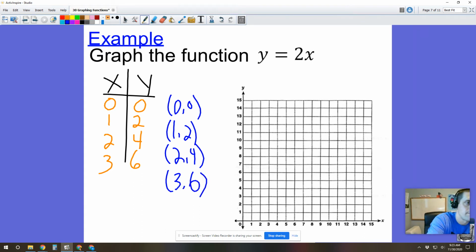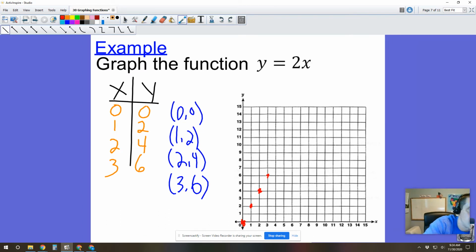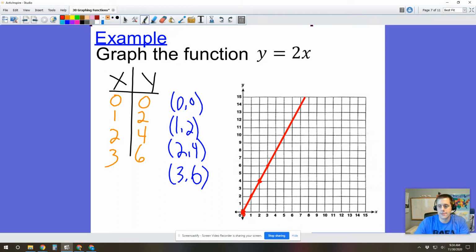Let's go ahead and graph those. So 0, 0, right at the origin. 1, 2 is 1 to the right and 2 up. 2, 4 is 2 to the right and 4 up. And 3, 6 is 3 to the right and 6 up. I'm going to connect those points. Again, if you did everything correctly, you should produce a perfectly straight line because this is a linear function, and mine is perfectly straight, so we're good to go. Boys and girls, that is the graph for the function y equals 2x.